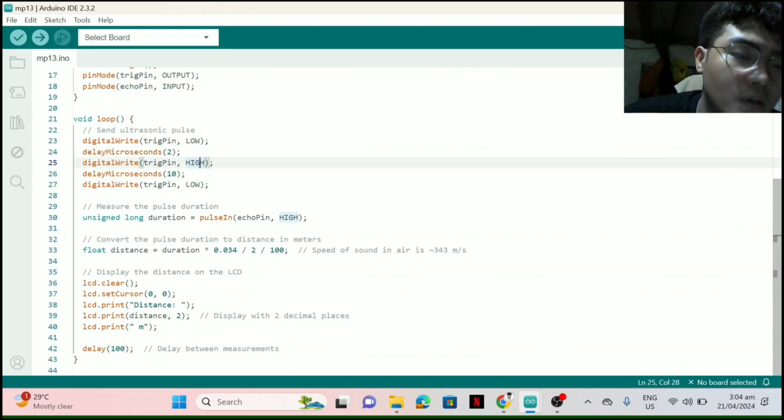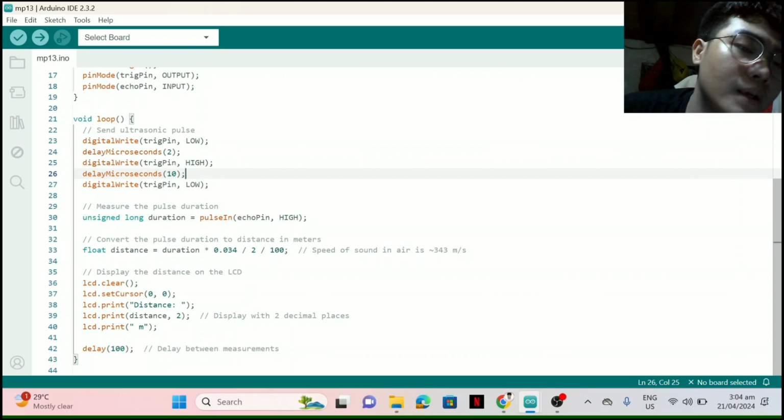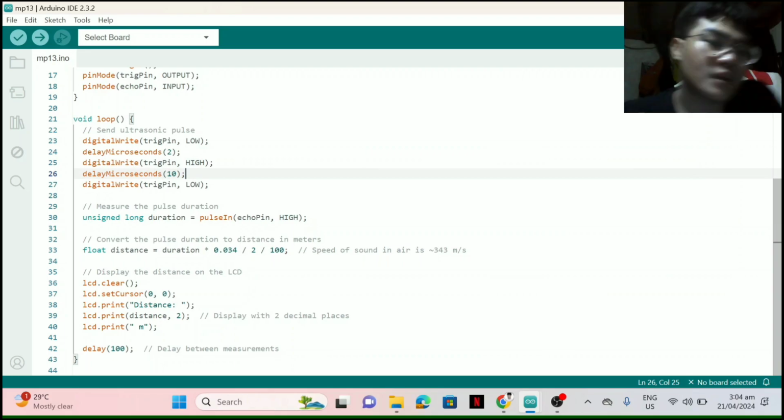We will be delaying a 0.10 microseconds delay. Then we'll be turning off the trigger pin.